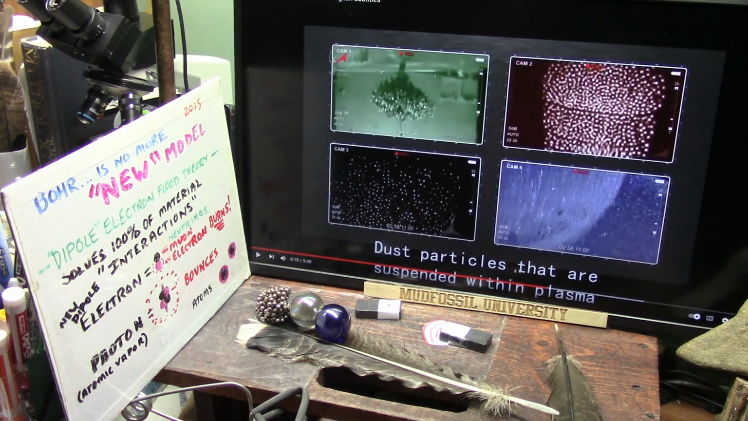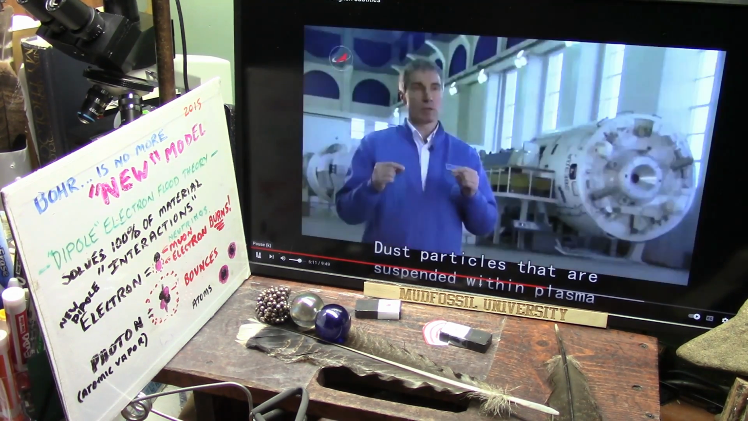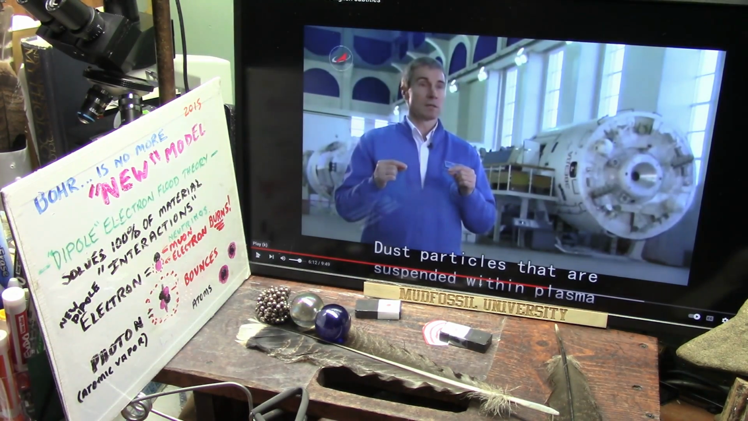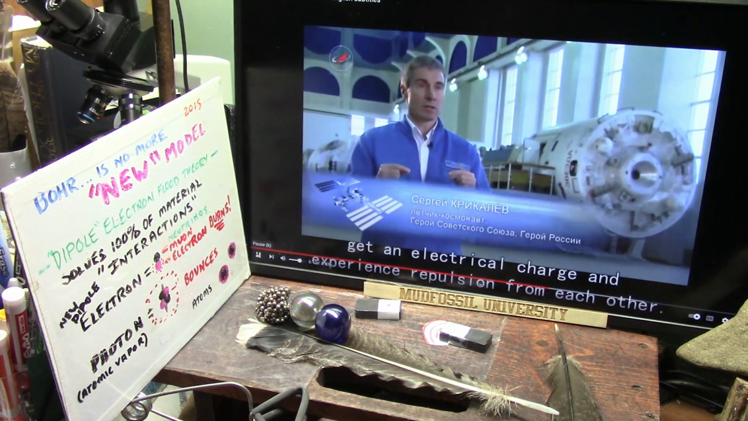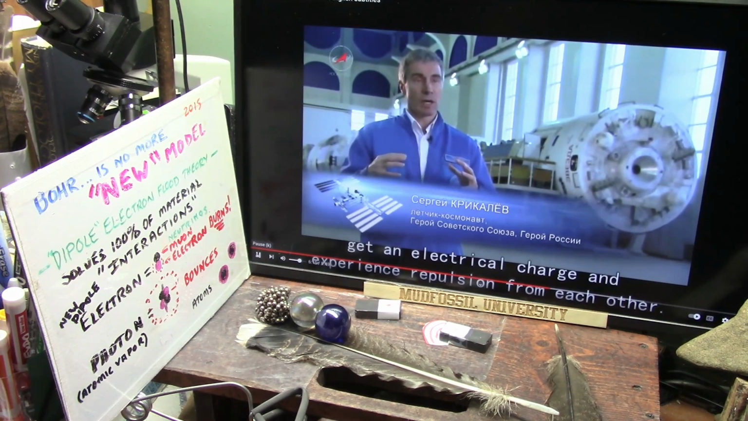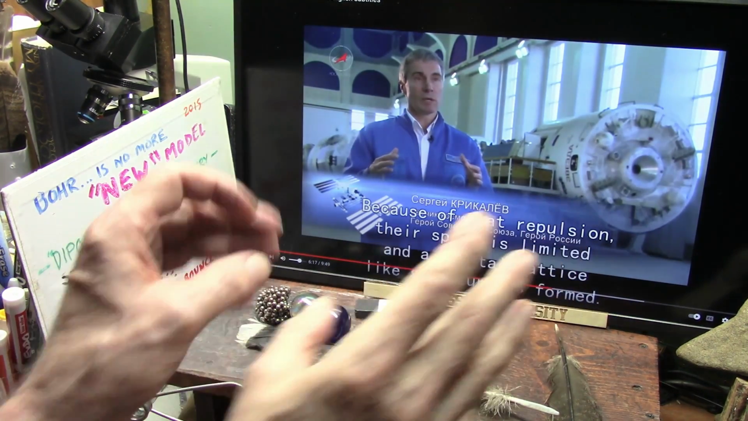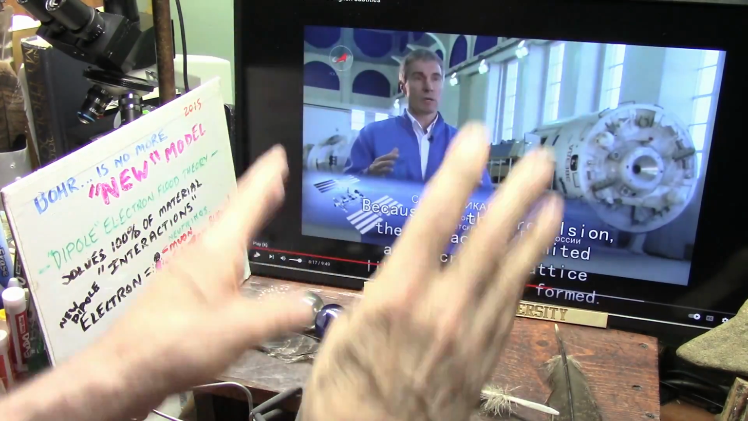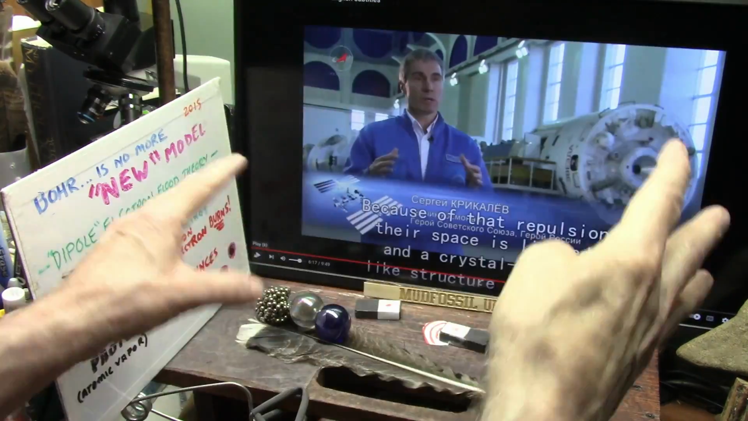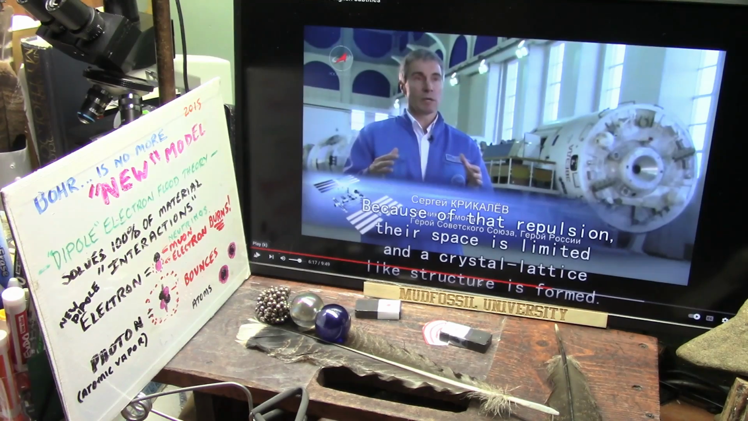Alright, the dust particles that are suspended within plasma. Plasma just means charges, heavy charges. So they're suspended in the plasma. Now, they get an electric charge and experience repulsion from each other. So everybody's supposed to push everybody else apart, so they're expecting to see them form in these patterns in space in a lattice. And they did see this in a limited form.